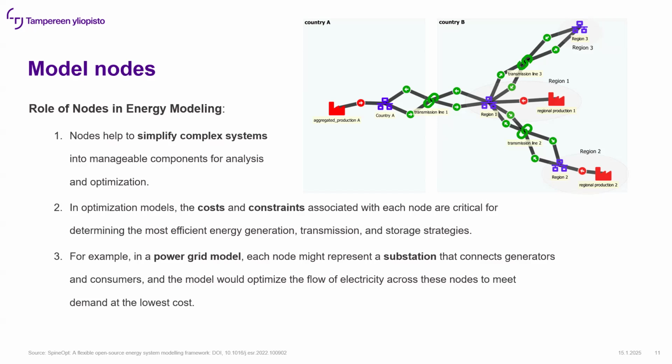In a power grid model, for example, each node might represent a substation that connects generators and consumers. And the model would optimize the flow of electricity across these nodes. So how much from here to here, from here to here, and so forth. The optimization is about finding the lowest cost of the system.